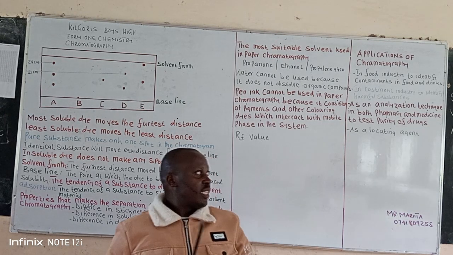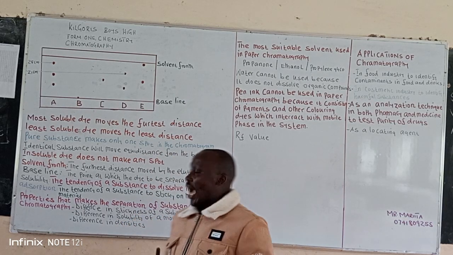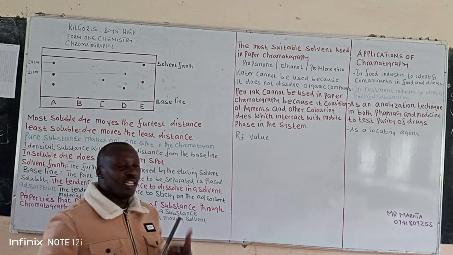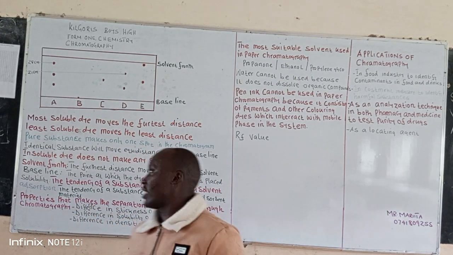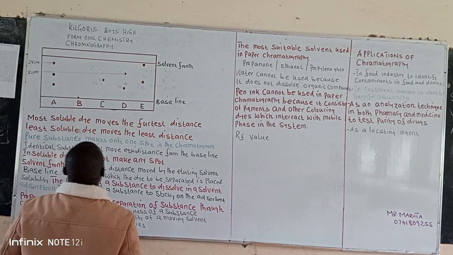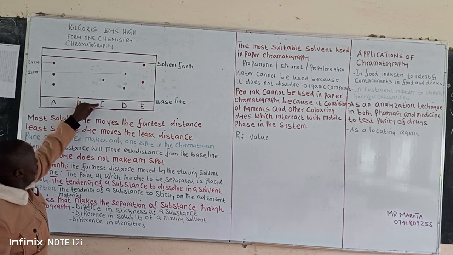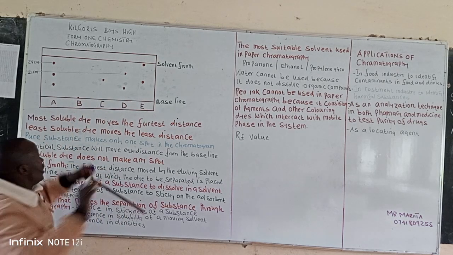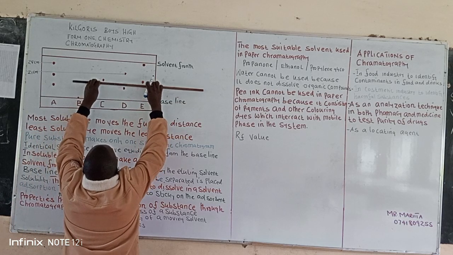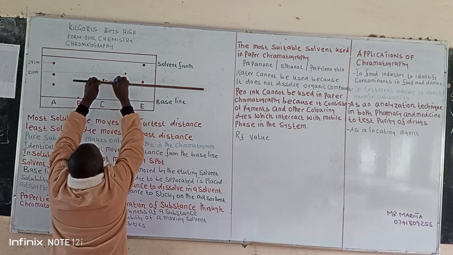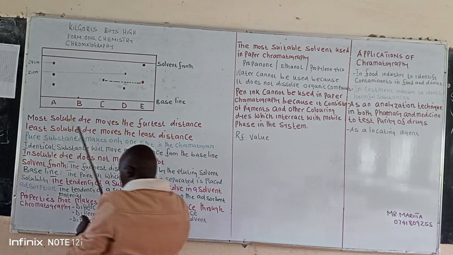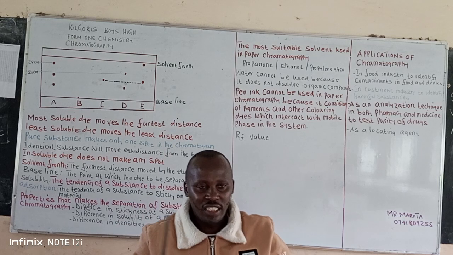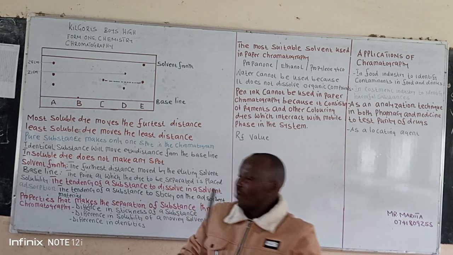We also have identical dyes. Identical substances or identical dyes move an equal distance from the baseline. For example, here you can talk of C and E, which sometimes move the equal distance from the baseline. These two have moved equidistance from the baseline. So if you are required to identify them, we say these are the identical substances, which move equidistance from the baseline.